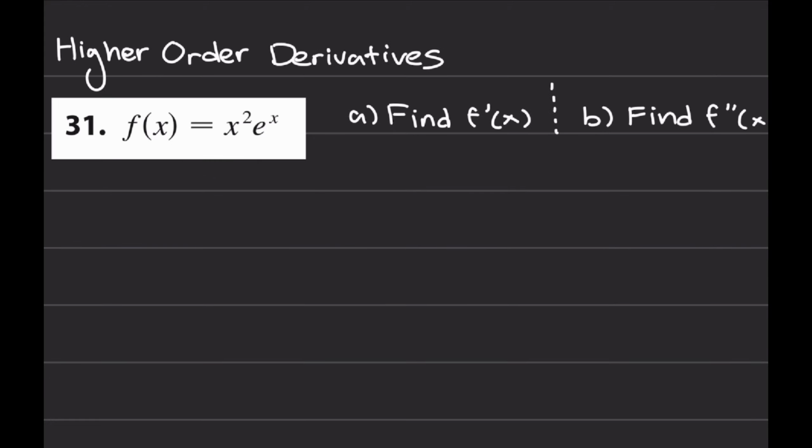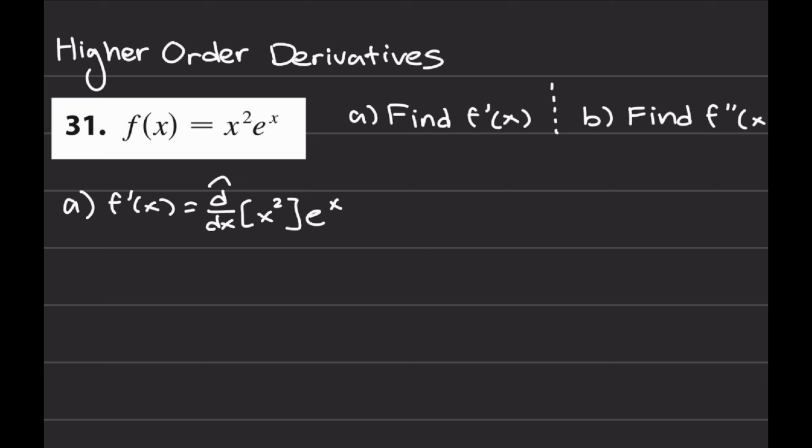Okay, so part A asks us to find f prime of x. This is just basic product rule, right? So d over dx of x squared times e to the x.